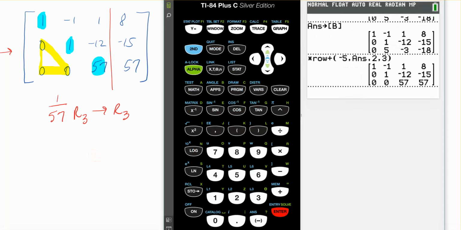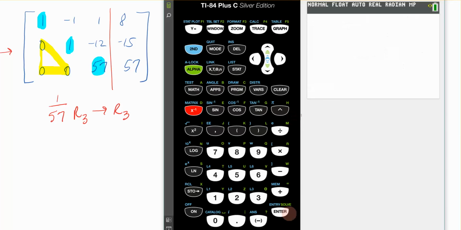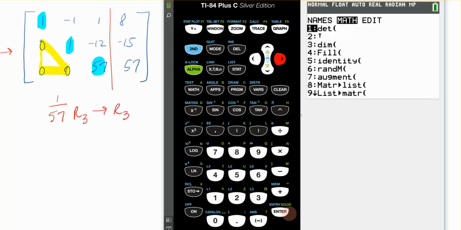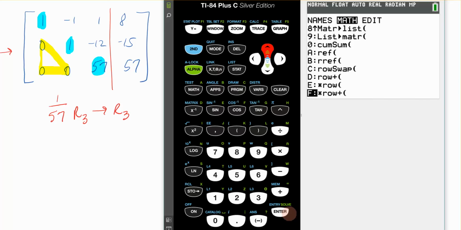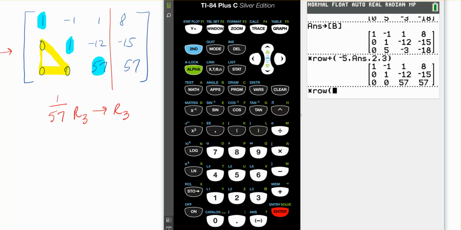So if I pull the calculator up, I want to do second matrix. I'm going to arrow over and up. Now I am just doing a straight multiplication, so that option is letter E. I'm going to multiply by a row, so I'm going to choose enter there. And I'm going to multiply by 1 over 57, and I'm going to do that to that matrix above.